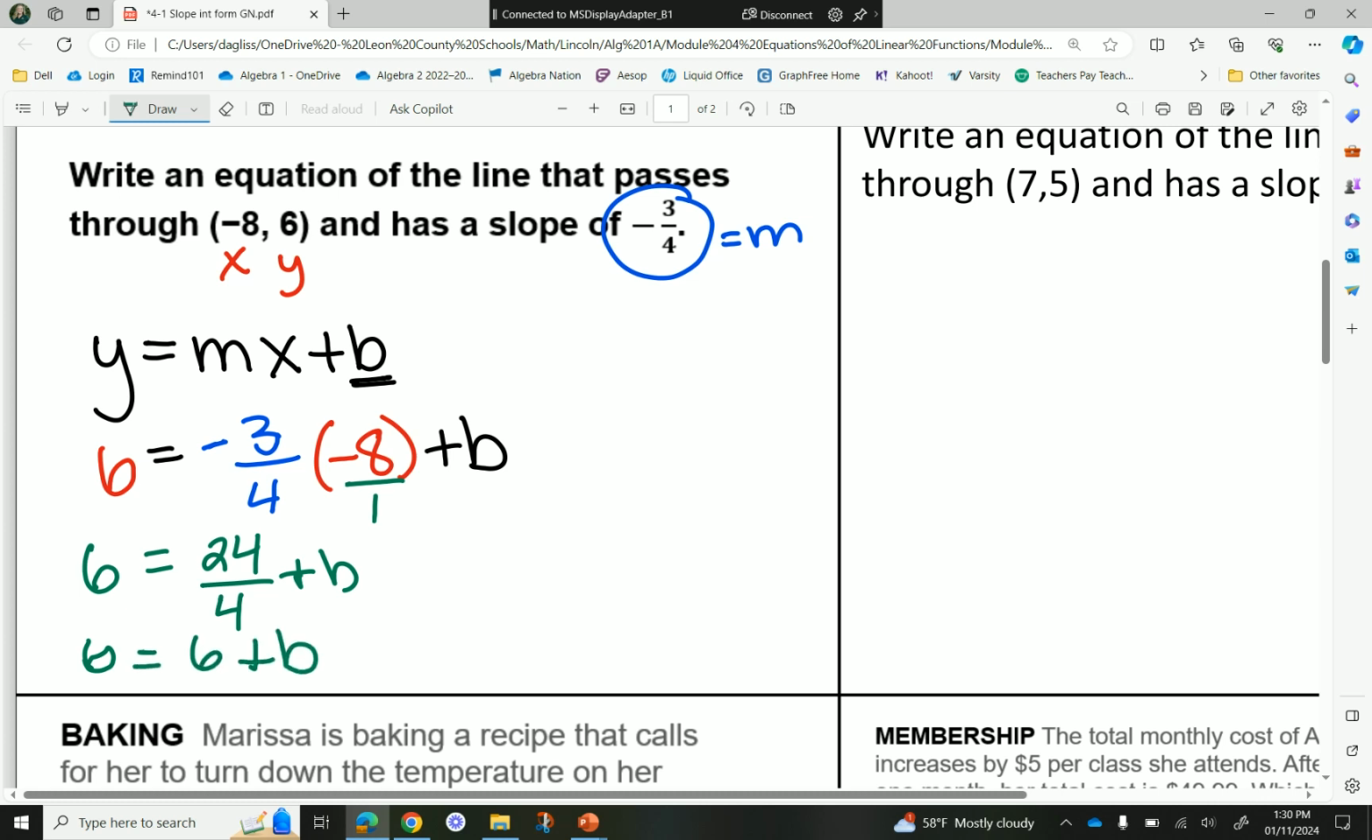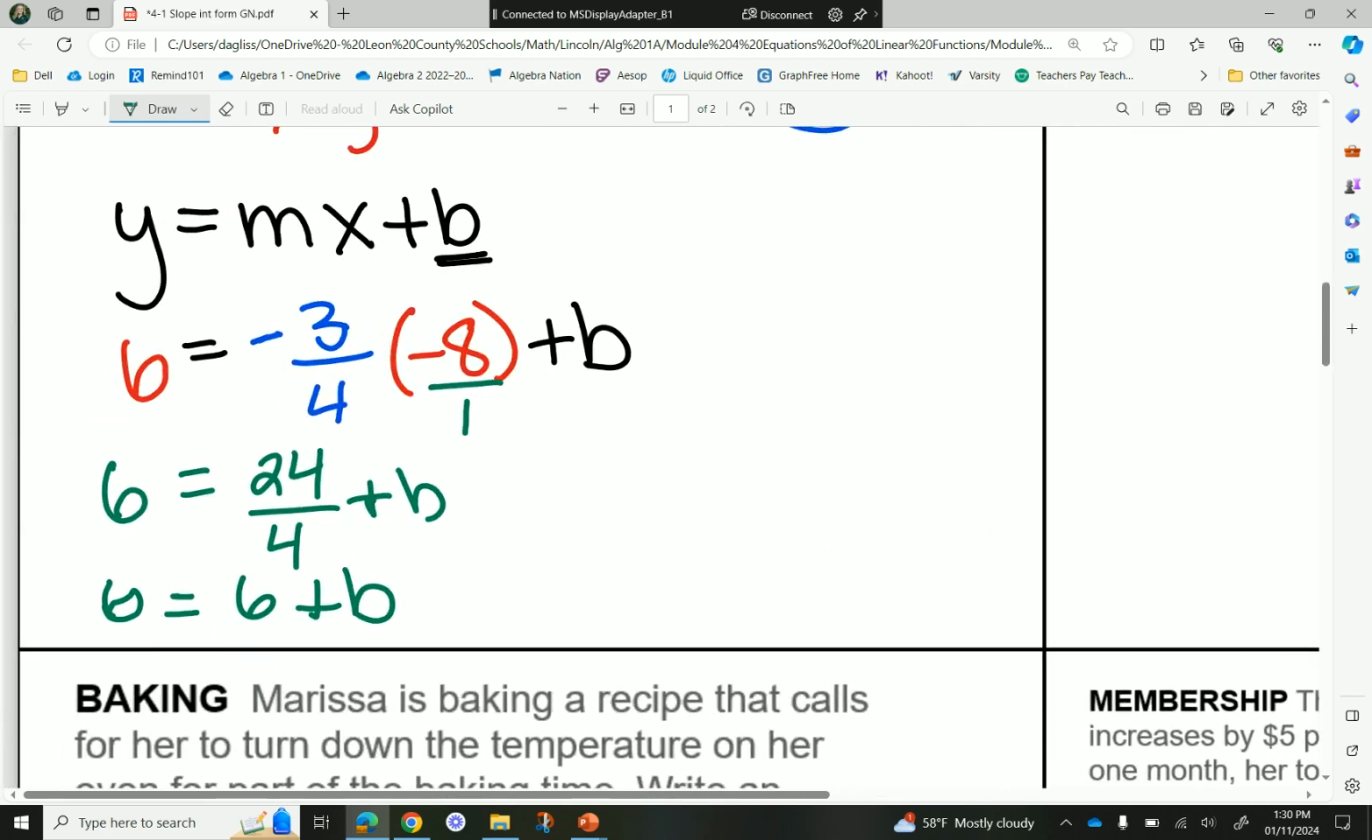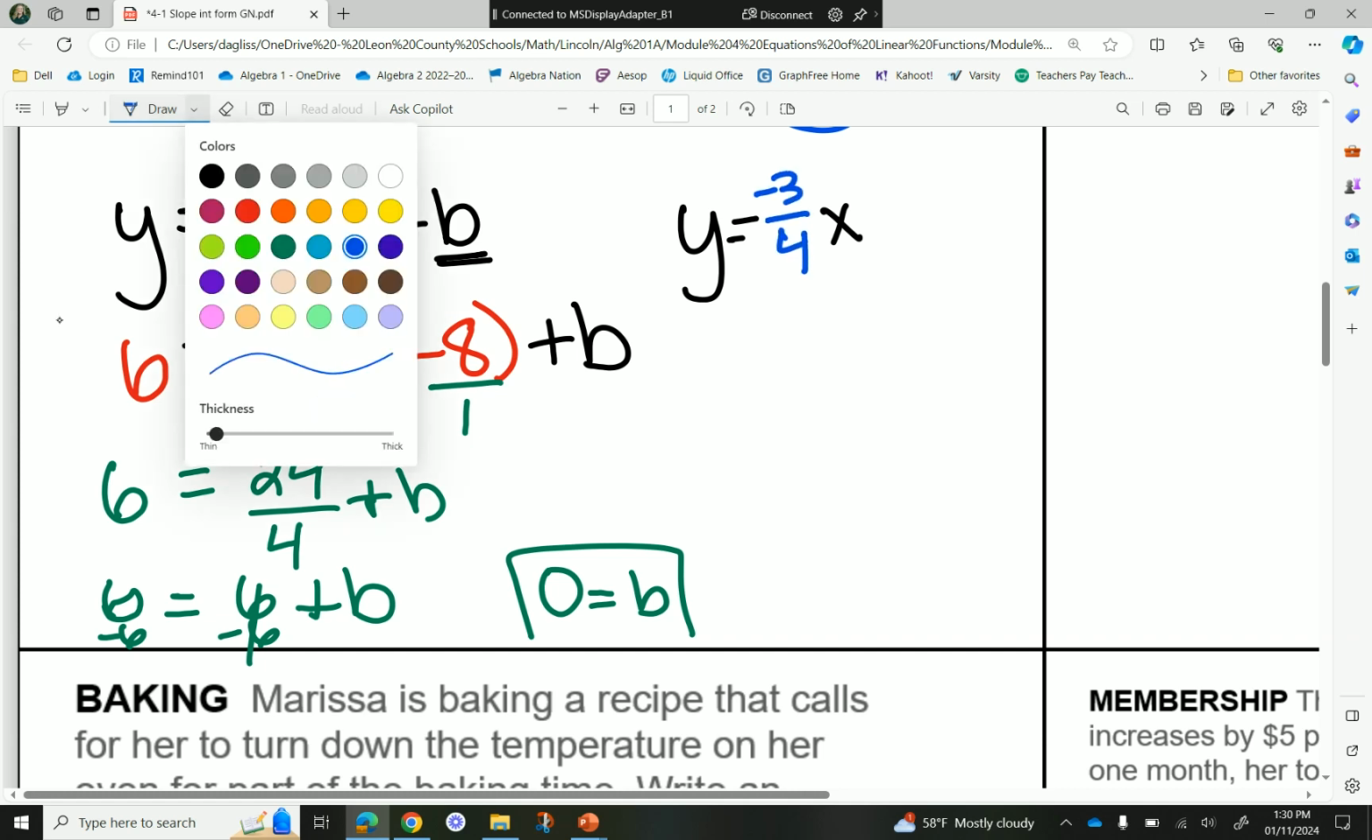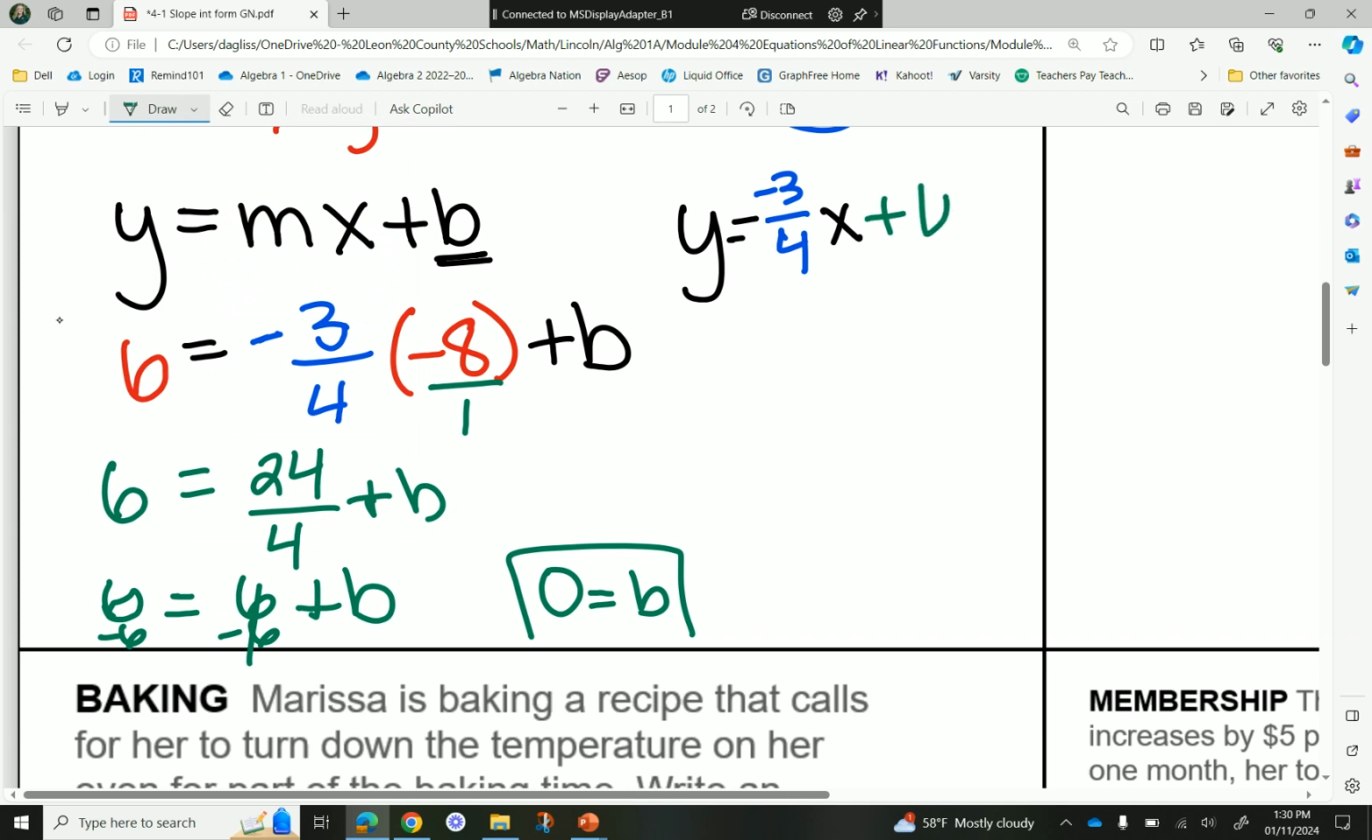So what am I going to do to get the b by itself? Minus my 6 over. So what is 6 minus 6? 0. So I get a value of b that is 0. So when I have my equation, y equals blank x plus b, my m we already had, which is -3/4, and the b value on the end, we can say plus 0.